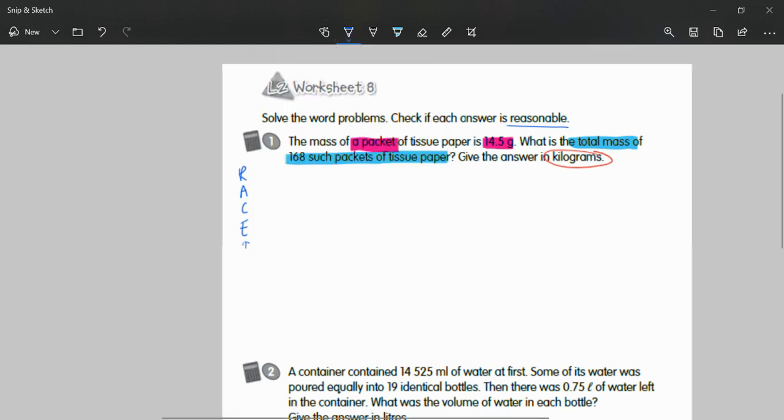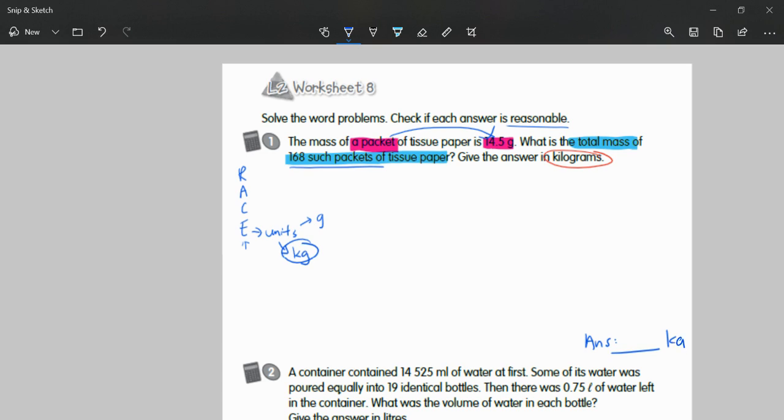Here using my blue pen, one packet, 14.5 grams. Asking for 168 such packets. Answer in kilograms. So here, under evaluation, I write the first thing. What are the units the question is asking for? There's grams, but the answer is required in kilograms. So I put here first, the answer must be in kilograms. If it's not in kilograms, you lose half a mark for the wrong units. My first step of reading and annotation is somewhat done.